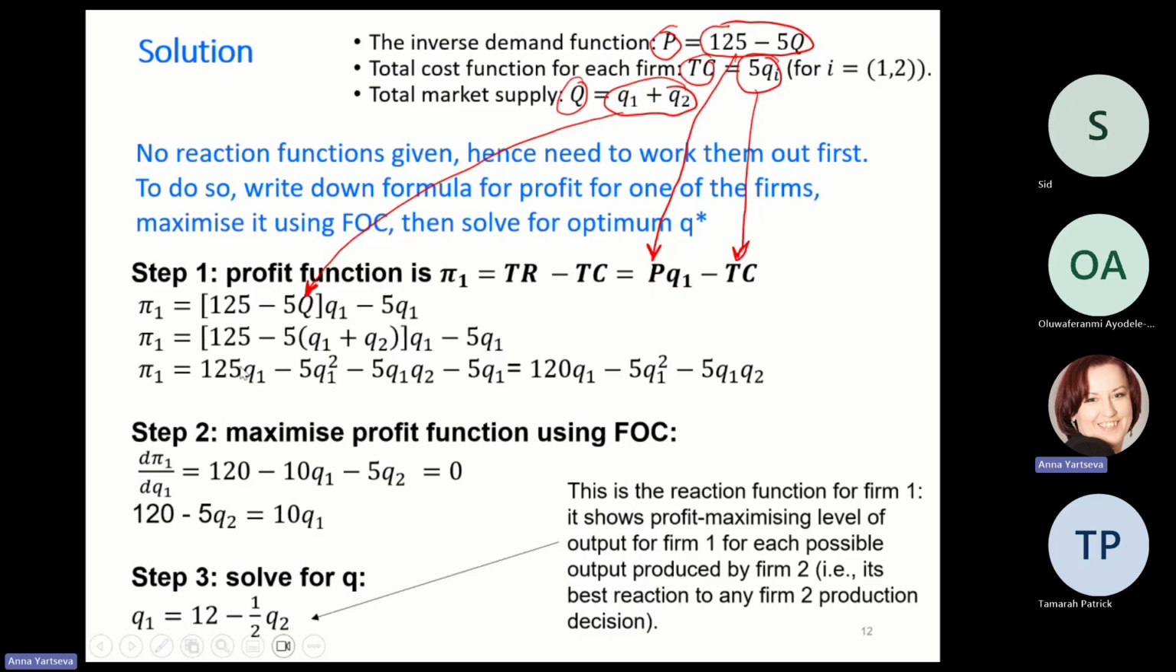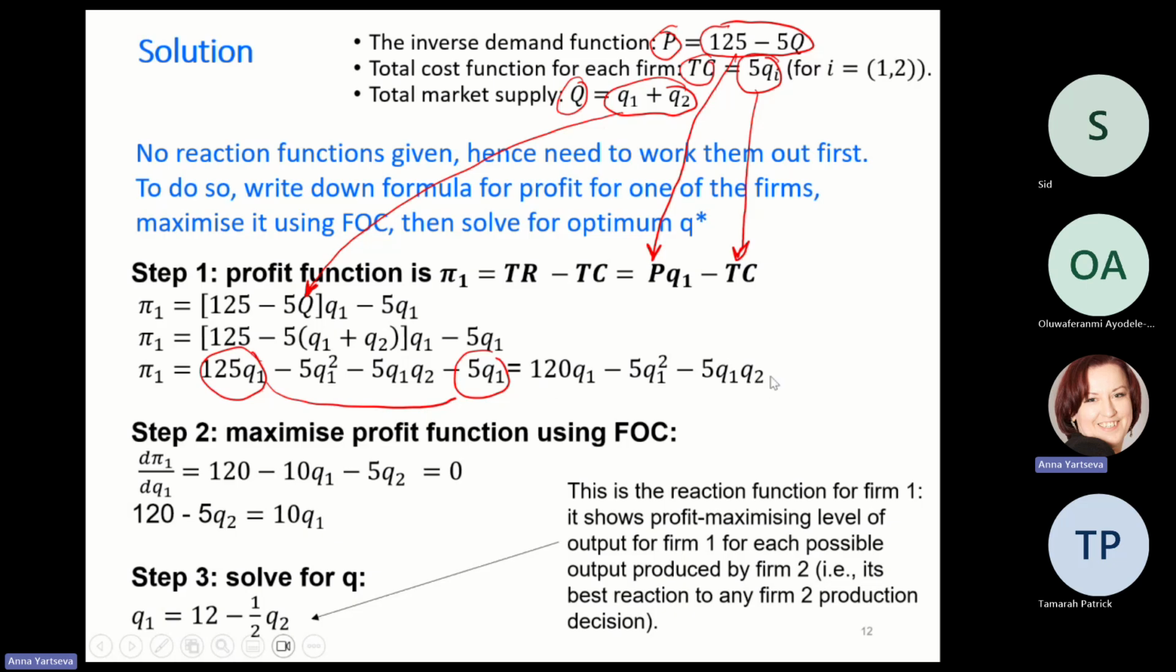Now we can simplify because we have 125 Q1 minus 5 Q1. So this and this. We can subtract one from another for slight simplification. So we're left with 120 Q1 minus the rest. Next, this is the expression for profit. Now we can maximize this profit. We cannot simplify it. We cannot plug anything into this.